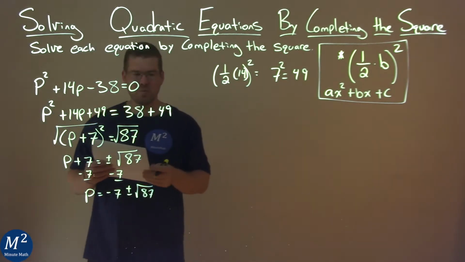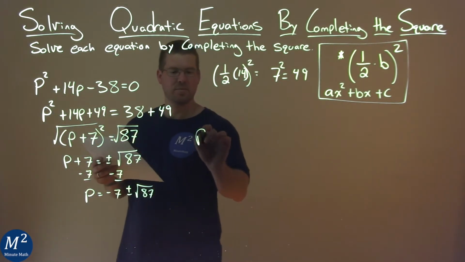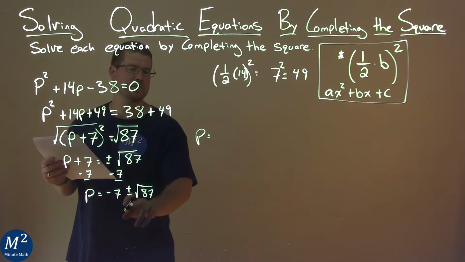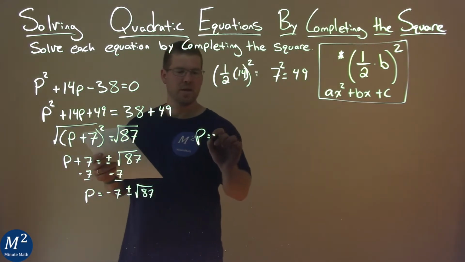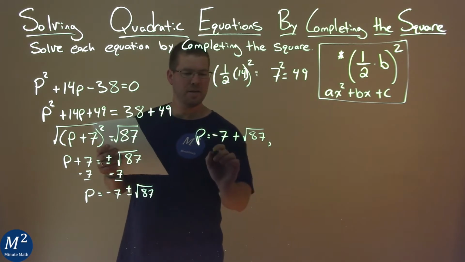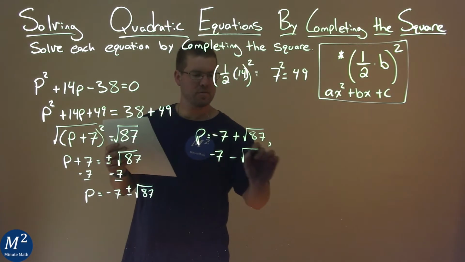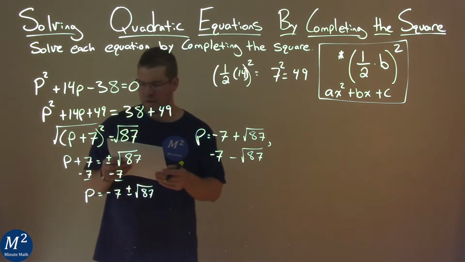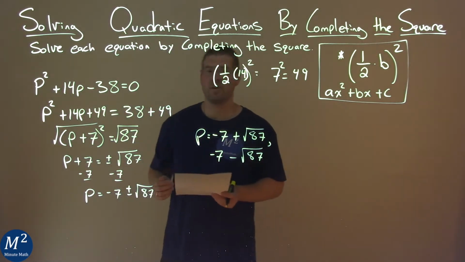And, well, we can write this as two statements. P equals the plus and minus, right? So we can write each one individually. Negative 7 plus the square root of 87, and negative 7 minus the square root of 87. And that's actually our final answer.